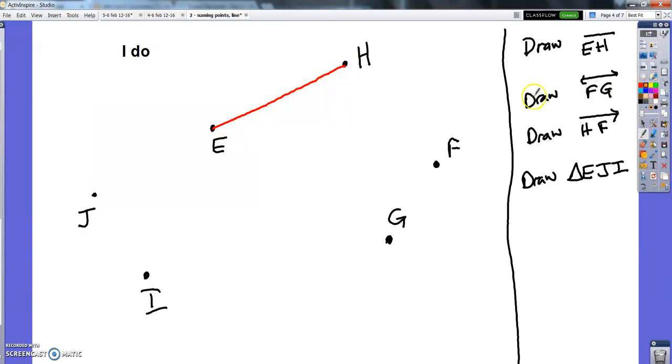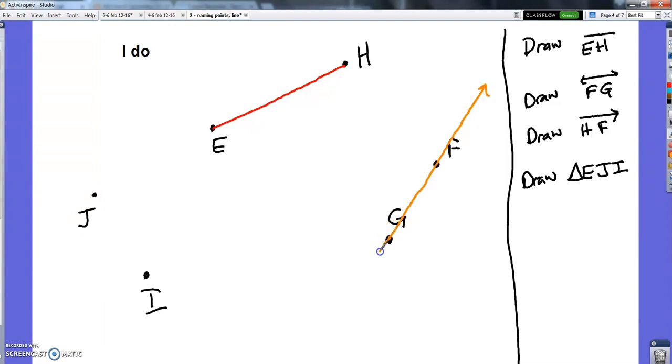Next one, draw a line FG. So I'm going to find F and G, and I'm going to draw a line through those. Now remember, a line not only connects them, that'd be a line segment, but it keeps going in this direction, and it keeps going in this direction. That is line FG.